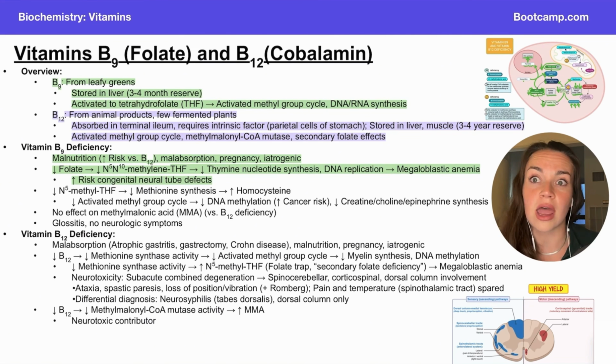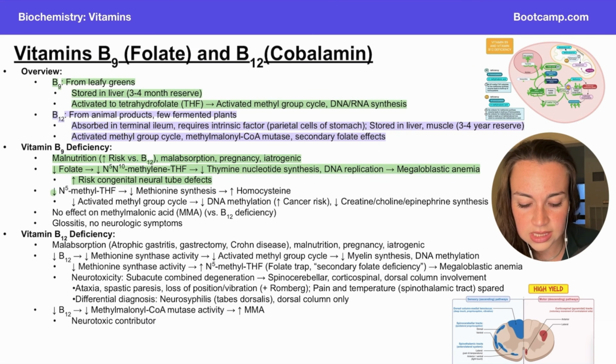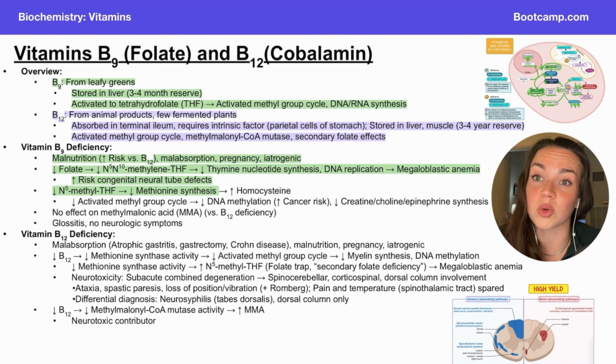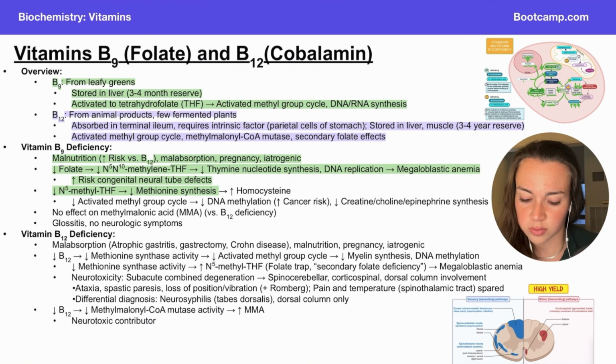You can think about how teratogenic it would be if we can't even replicate DNA in a fetus that is trying to grow and is requiring a ton of DNA replication. Additionally, a folate deficiency causes a decrease in N5-methyl THF, just another form of THF. That causes a decrease in methionine synthesis via methionine synthase. That was that step at the intersection between the folate cycle and the activated methyl group cycle. And as such, we have a buildup of homocysteine.